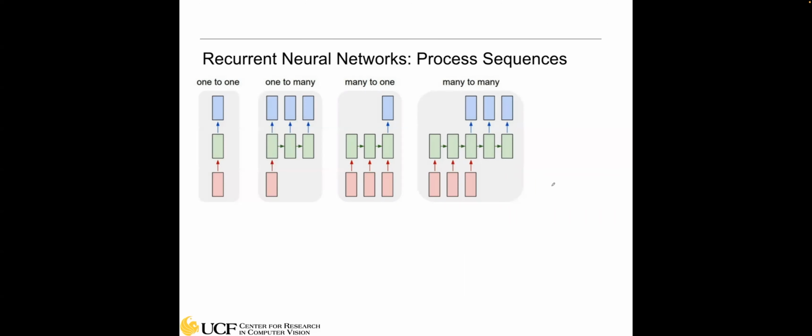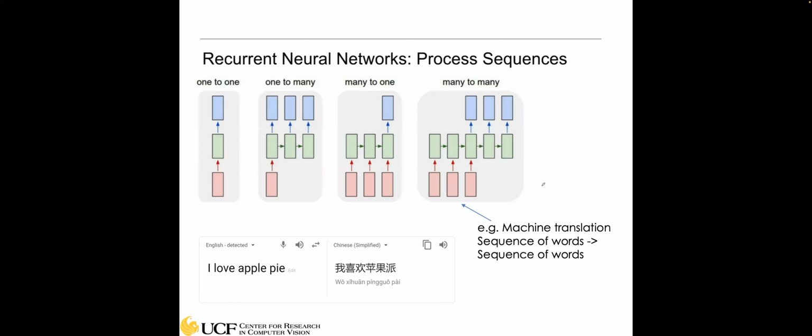And we can also have the many-to-many case. We have many inputs and also many outputs. For example, machine translation. The input will be a sentence in English, and the output will be a sentence in Chinese. Of course, the input and output lengths can be different. They don't have to be the same length, because different languages have different syntax, which results in different lengths.